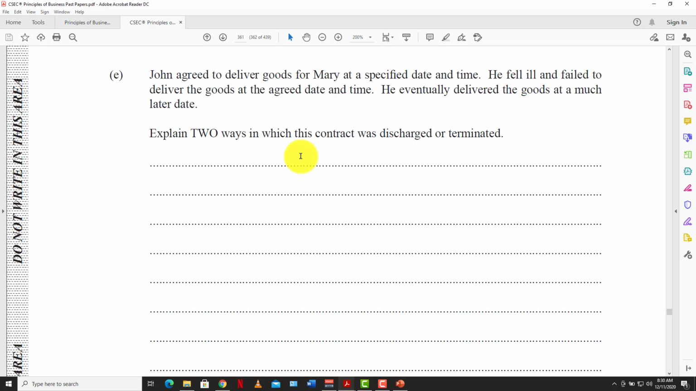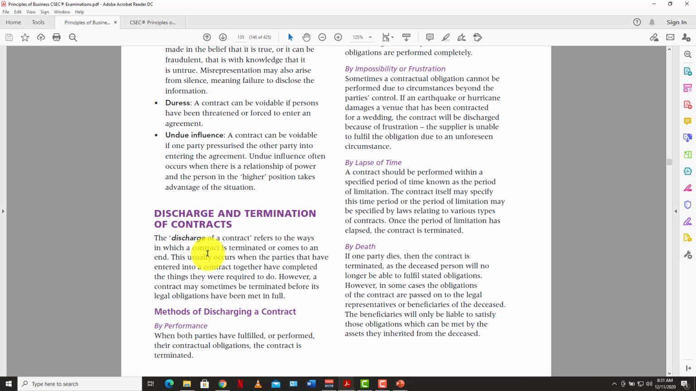And so you have to read, but you have to know what ways in which contracts can be discharged or terminated. And so to answer this question, you might want to drop the definition on the paper. So the discharge of a contract refers to the ways in which a contract is terminated or comes to an end. This usually occurs when the parties that have entered into a contract together have completed the things they were required to do. However, a contract may sometimes be terminated before its legal obligations have been met.